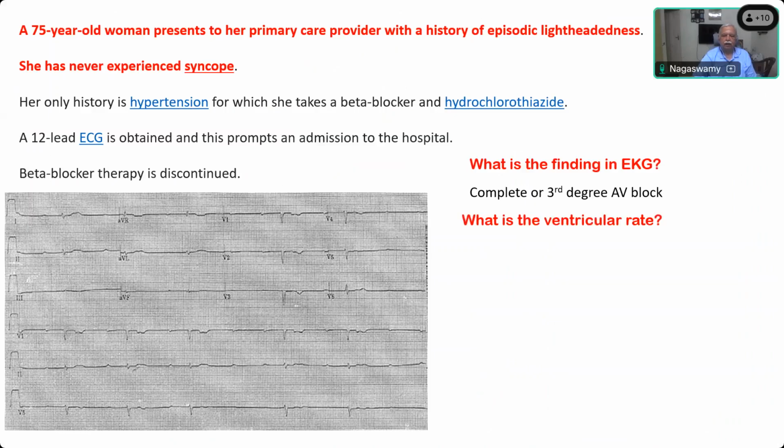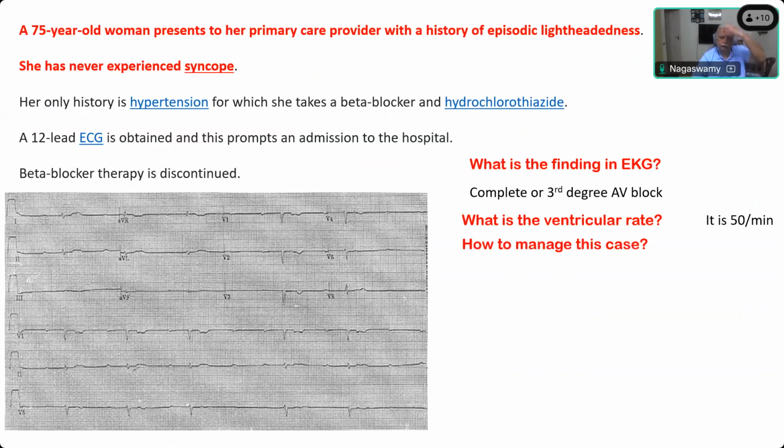What is the ventricular rate? I have told you how to calculate in this sort of case where you don't have a proper PQRS. It is about 50. You always take the long strip, see how many QRS complexes are there, and multiply it by 10. So here you can see 1, 2, 3, 4, 5 QRS seen. So 10 into 5 is 50. That is how we calculate the ventricular rate.